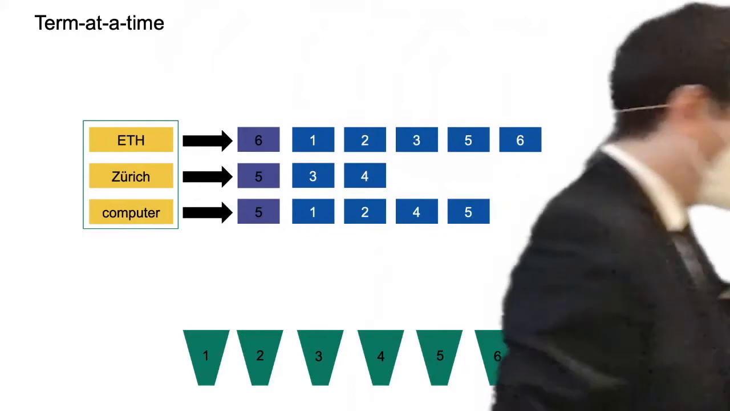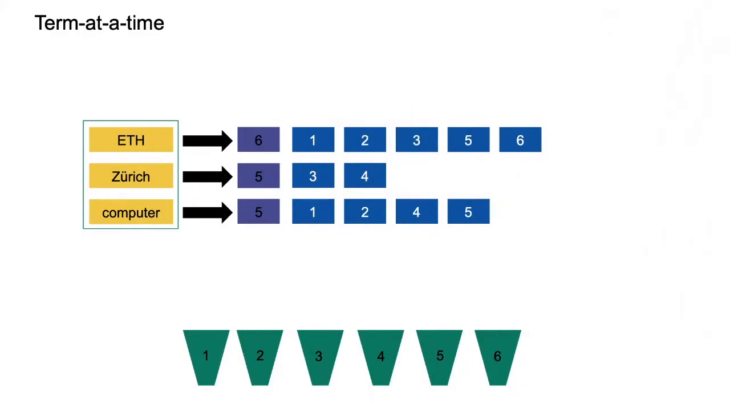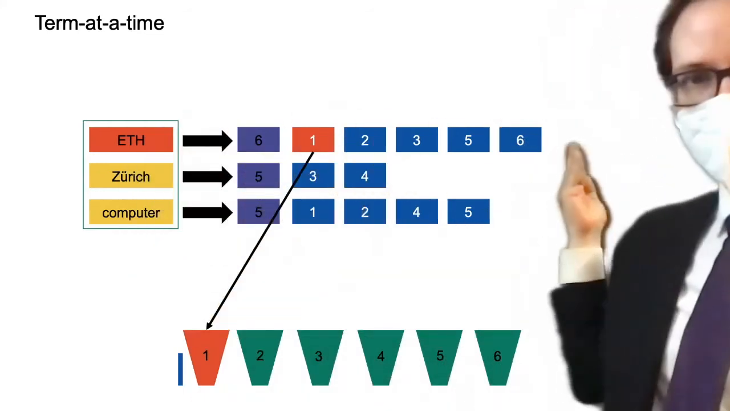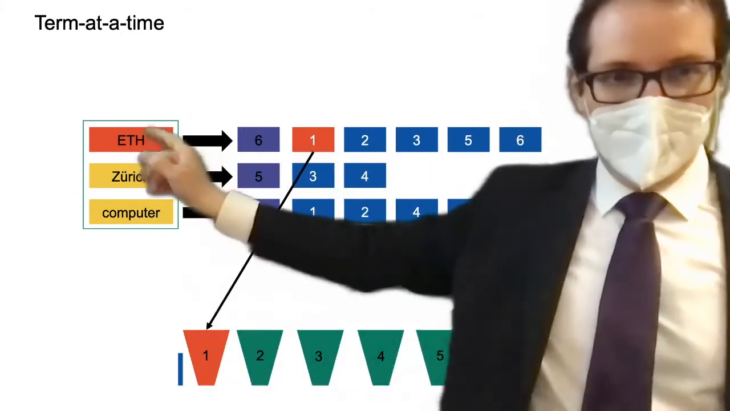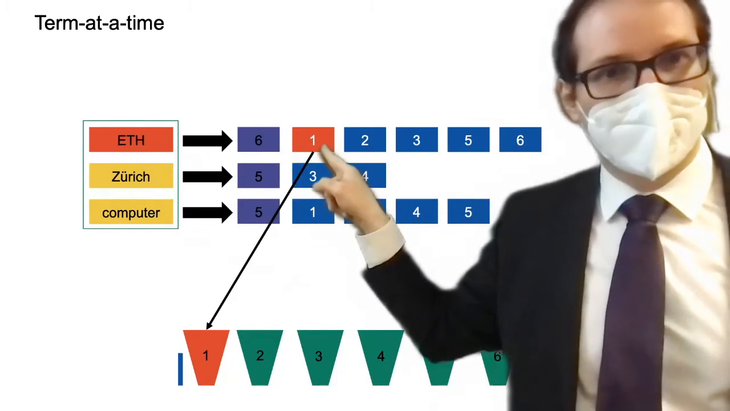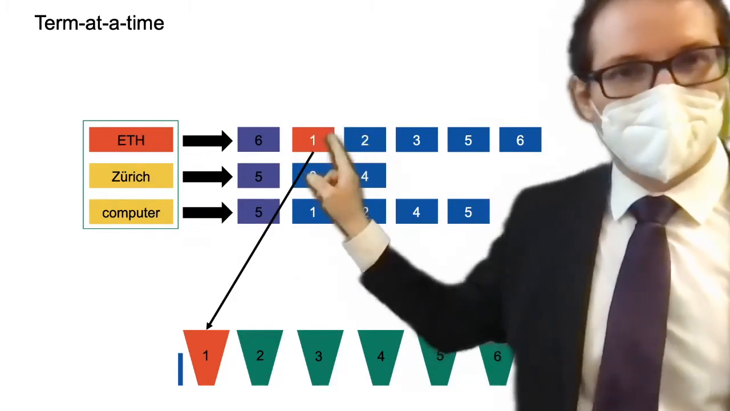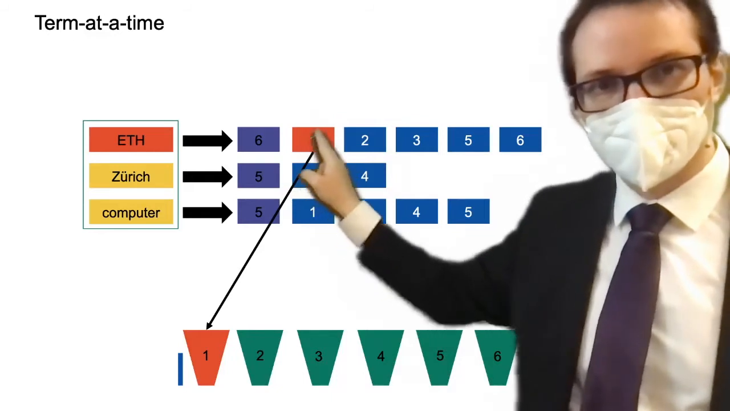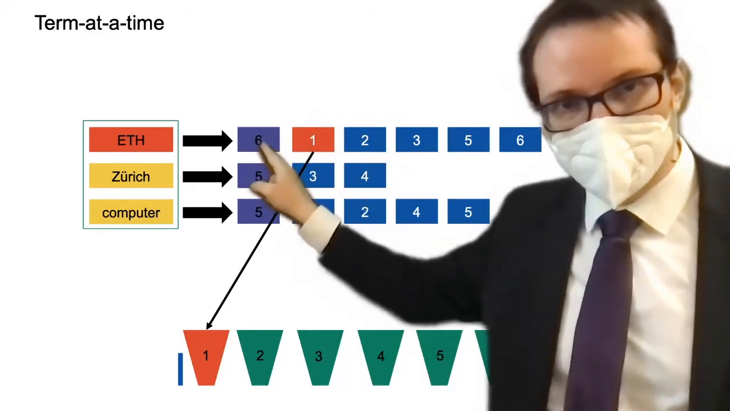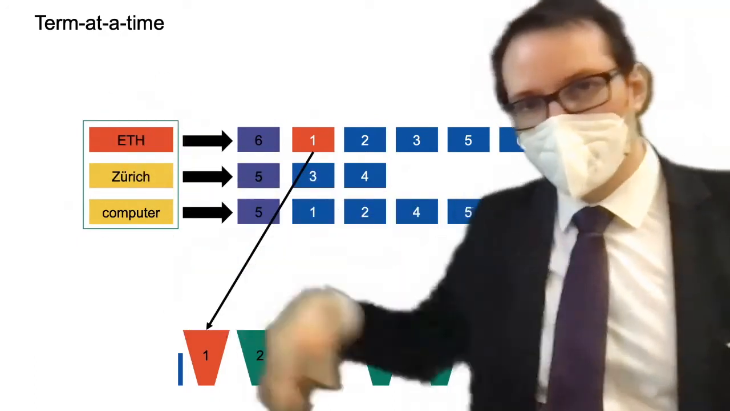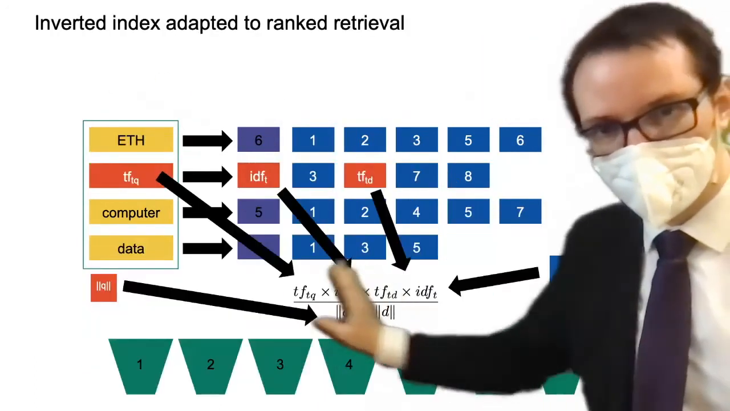So I have an animation for you to make it absolutely clear what's going on in there with the example of ETH Zurich computer. Maybe that's somebody who wants to study computer science at ETH. And we are going to do it first term at a time, and then we're going to do it document at a time. Okay, so term at a time. So we start here with ETH, and we go from left to right in the posting list. So we have ETH document 1. So that gives me a TF-IDF, right? So the TF of ETH in document 1 is right there. The IDF is in here. And then I have the same for the query out there. So I just compute, you know, this big awful thing right there.